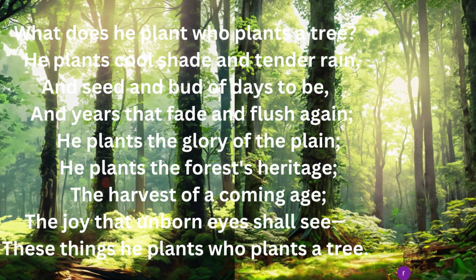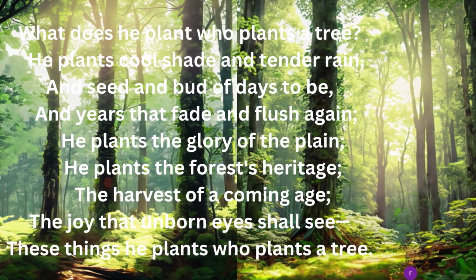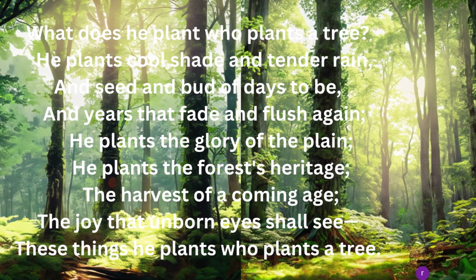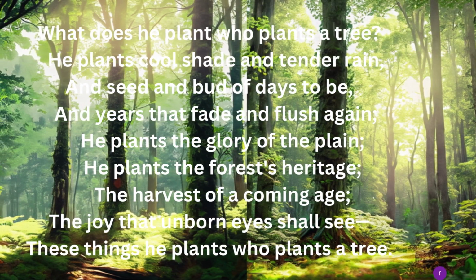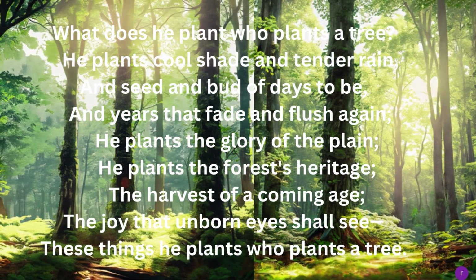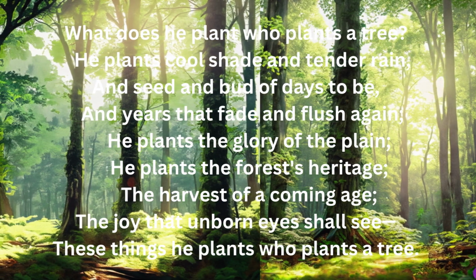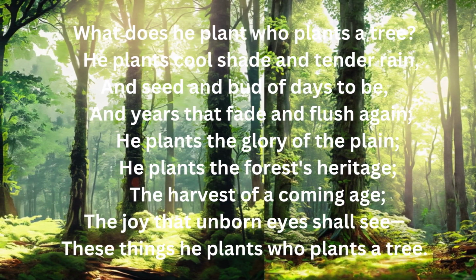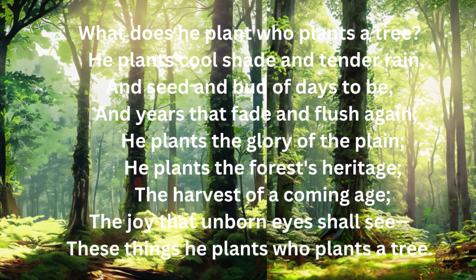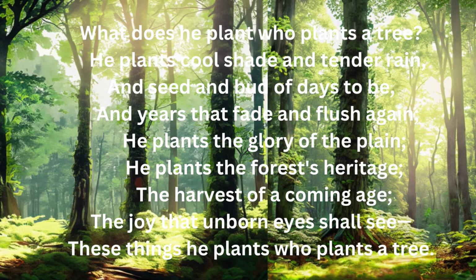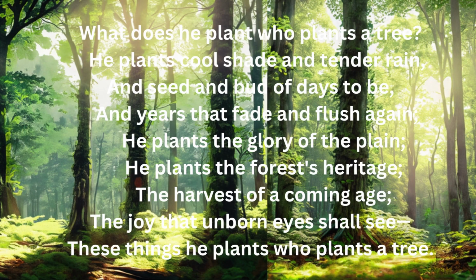Next stanza. What does he plant who plants a tree? He plants cool shade and tender rain, and seed and bud of days to be, and years that fade and flush again. He plants the glory of the plain, he plants the forest's heritage, the harvest of a coming age, the joy that unborn eyes shall see. These things he plants who plants a tree.